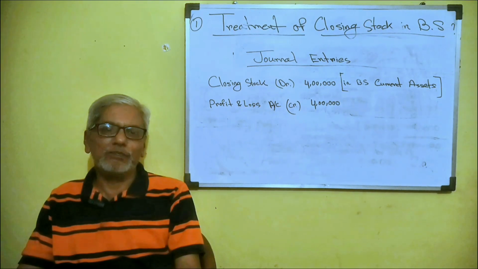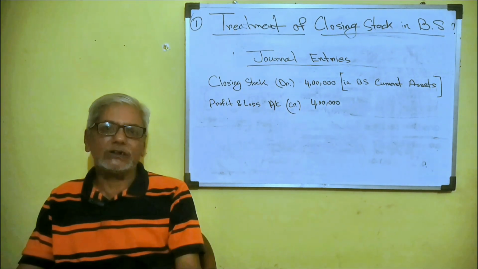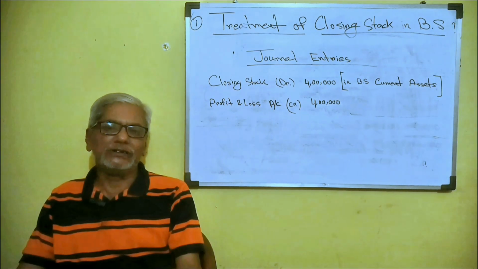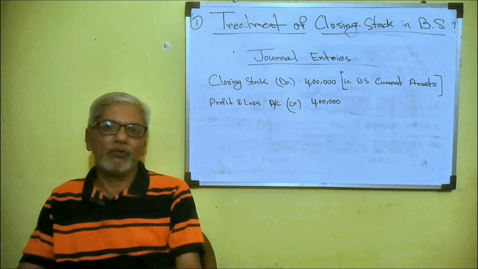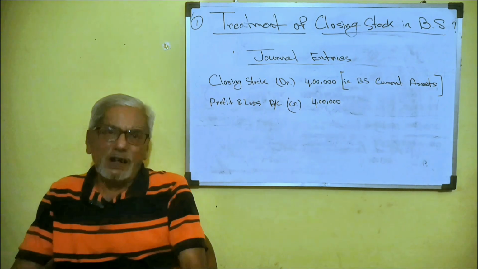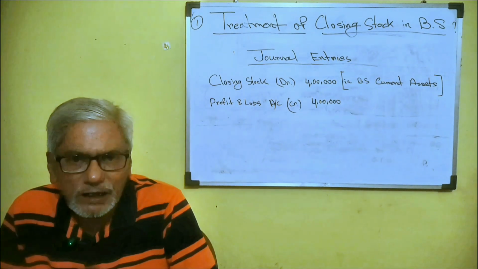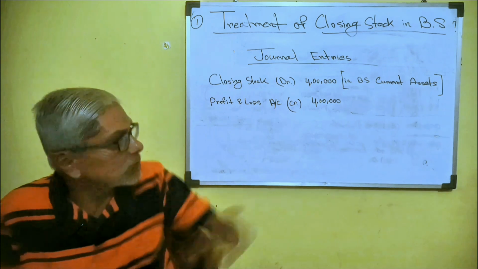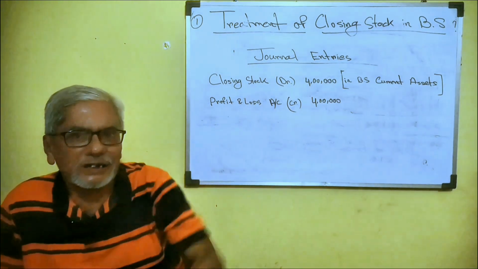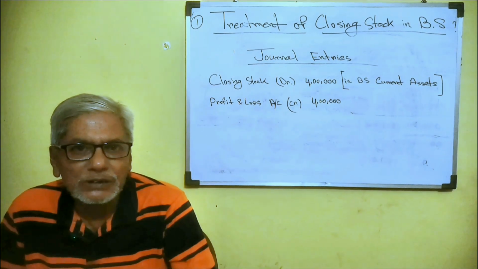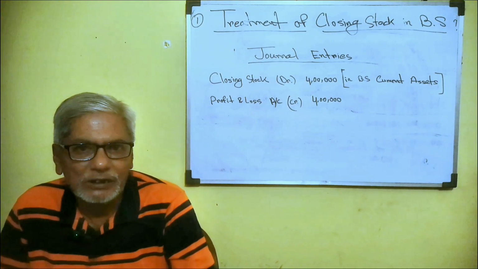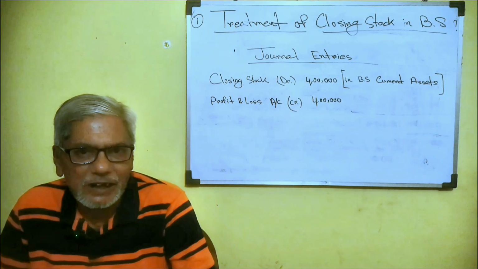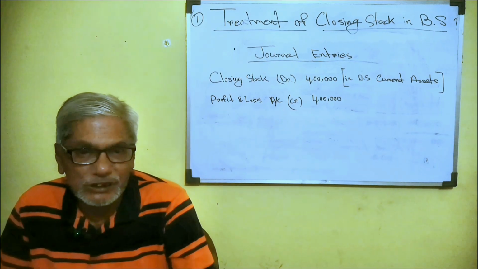Now a journal entry has to be passed to close our discussion. What will the journal entry be? Debit closing stock 4 lakhs. That should come on the asset side of the balance sheet under the heading of current assets. Another entry to be passed is credit profit and loss account. The profit and loss account will be credited by 4 lakhs rupees.